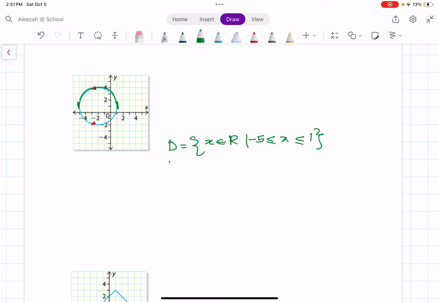Similarly, the range will be, you will look at the y values, right? The maximum value is 4 and the minimum value is -2. So the range will be y belongs to R such that y is greater than or equal to -2 and less than or equal to 4.